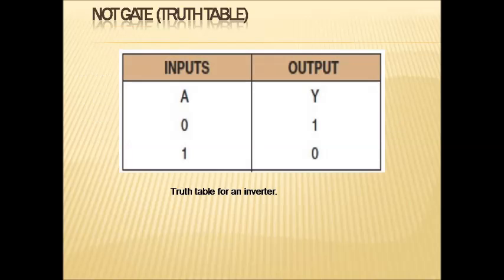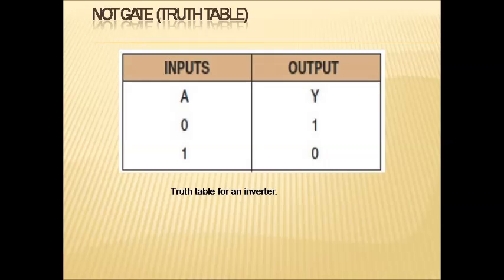Here you can see the truth table for a NOT gate. A is the input. It can take 2 values, 0 and 1. 0 means false and 1 means true. So for an input A equal to 0, the output is 1. For an input A equal to 1, it produces 0. That's why it is called an inverter gate.